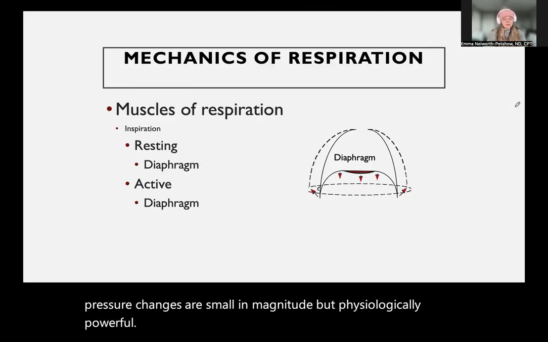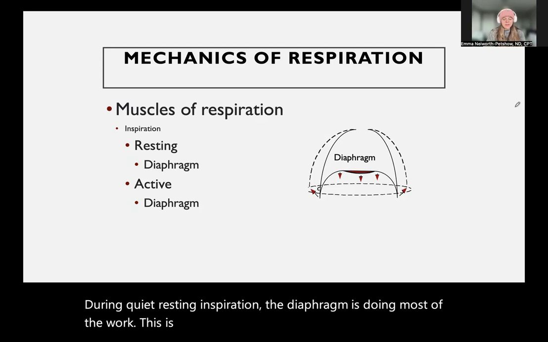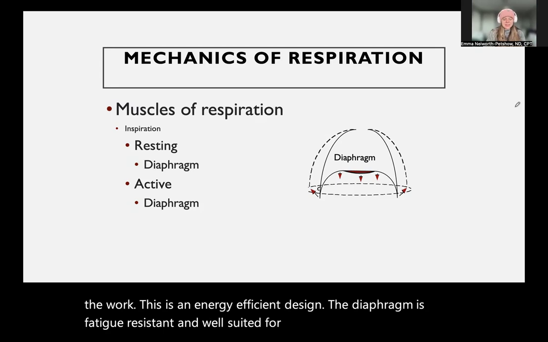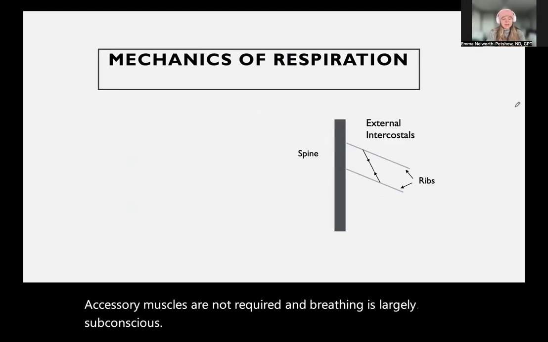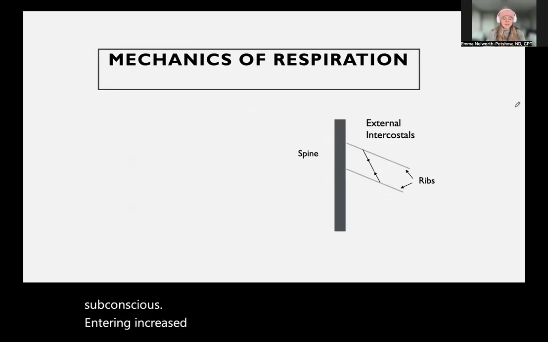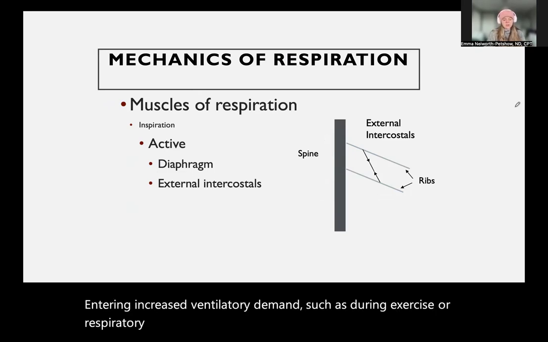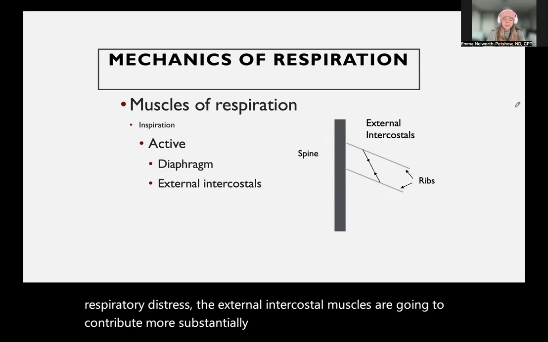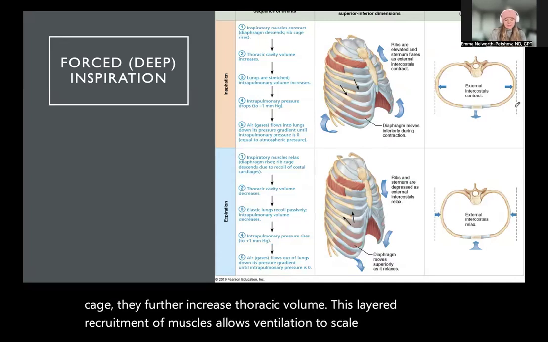During quiet resting inspiration, the diaphragm is doing most of the work. This is an energy efficient design. The diaphragm is fatigue resistant and well suited for continuous activity. At rest, accessory muscles are not required and breathing is largely subconscious. Now, during increased ventilatory demand, such as during exercise or respiratory distress, the external intercostal muscles are going to contribute more substantially to inspiration. By elevating the rib cage, they further increase thoracic volume. This layered recruitment of muscles allows ventilation to scale with metabolic demand.